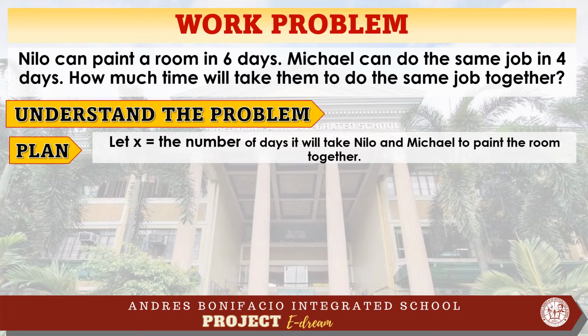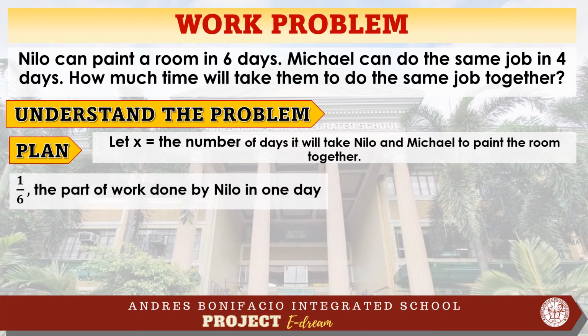Let X be the number of days it will take Nilo and Michael to paint the room together. So 1/6 is the part of work done by Nilo in 1 day.